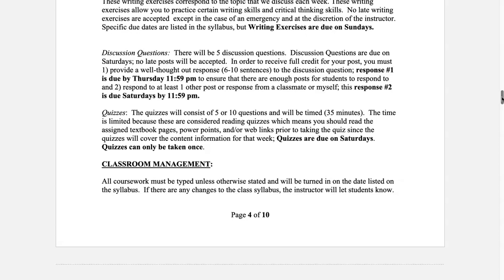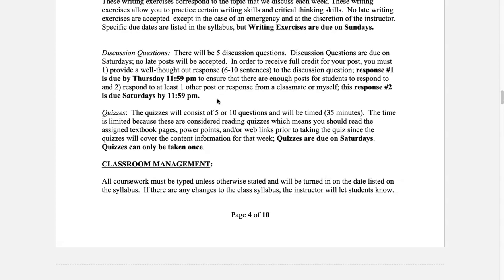Now, one thing I should point out is that the discussion does not close until Saturday. So I've had cases where students end up submitting both discussion posts on Saturday, 11 p.m. Now, that's not what we want, because there are people who are trying to finish the discussion assignment early, but they have nobody to respond to because nobody has posted anything. So in order to avoid that, that is why I have the first post due by Thursday.